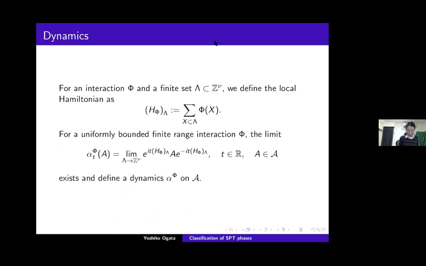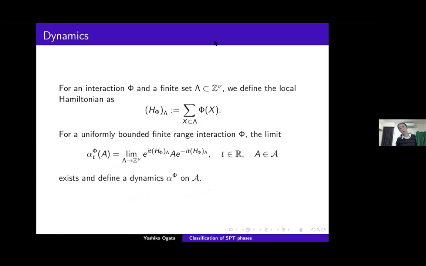So that was about interaction, and given some interaction, we can define dynamics out of it. First, to do that, we construct the local Hamiltonian. Namely, for each finite subset Lambda, we collect all the interaction terms inside of Lambda, and then we get some local Hamiltonian. With this local Hamiltonian, we consider the Heisenberg dynamics and take the thermodynamic limit, and we get some dynamics. When the interaction has good properties like uniformly bounded finite range interaction, then this limit is known to exist and defines the dynamics on the quantum spin system. The reason for doing that is that we cannot take the thermodynamic limit of this local Hamiltonian, but we can take the thermodynamic limit of the time evolution.